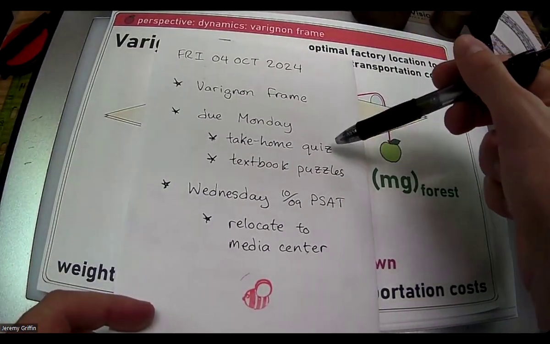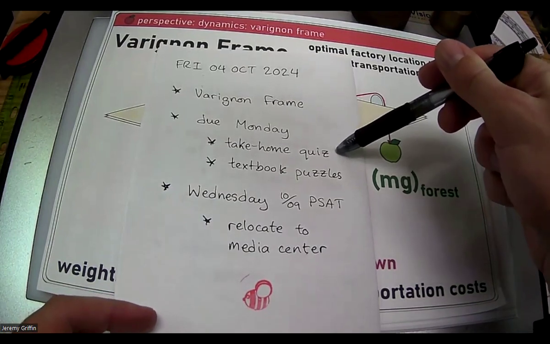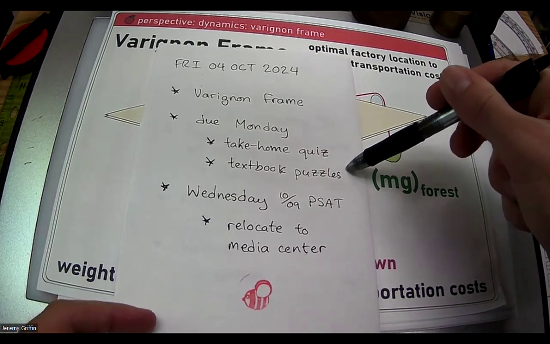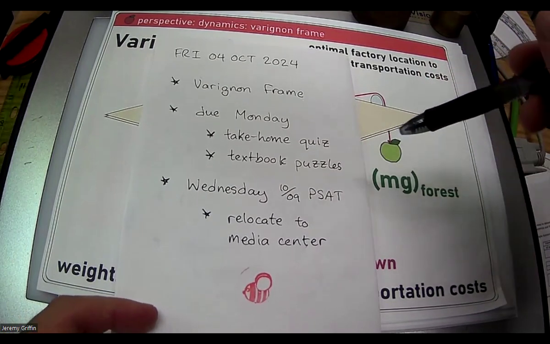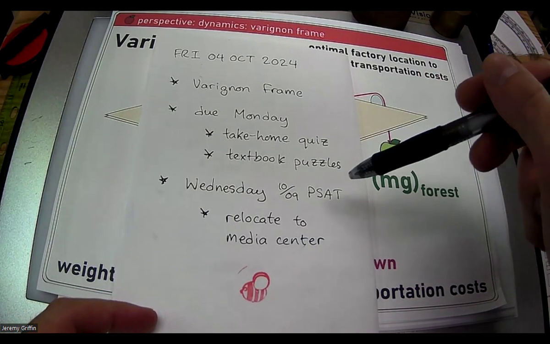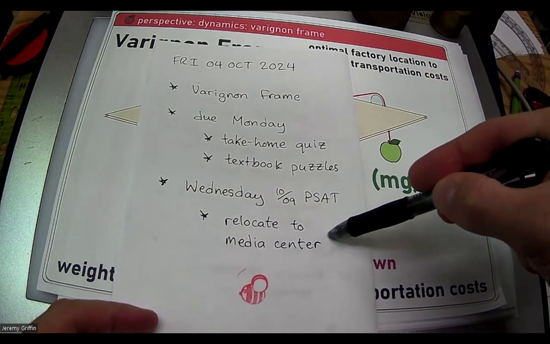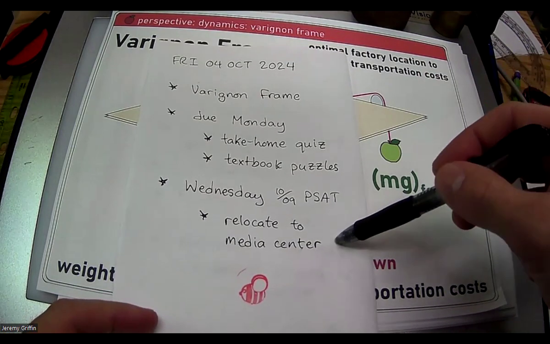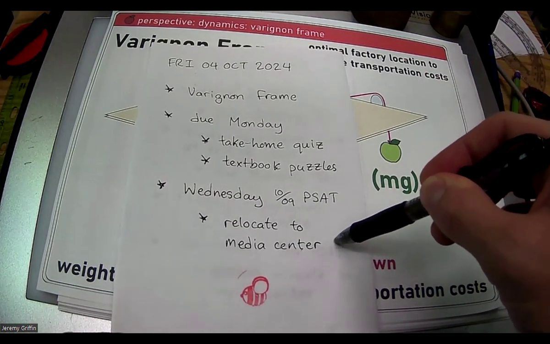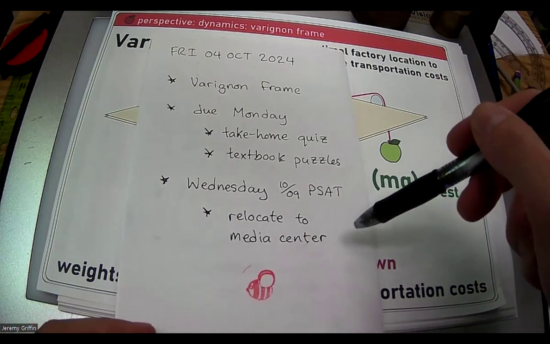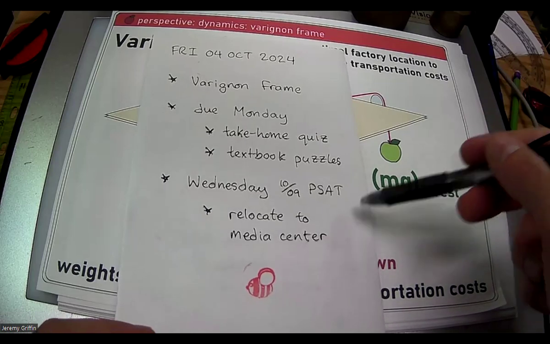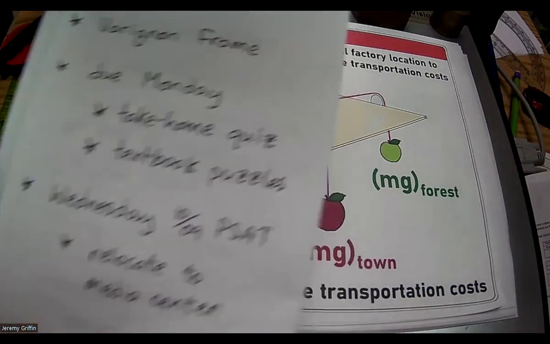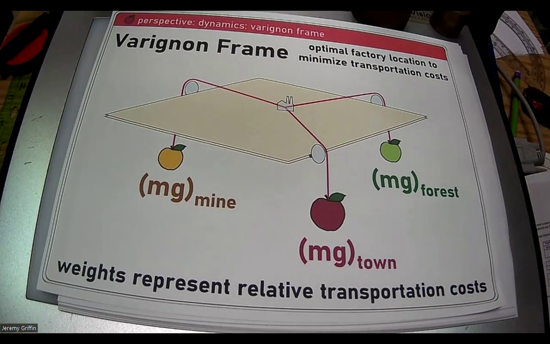Guys, what's due on Monday? Take-home quiz due Monday. A bunch of you guys did already turn your puzzles in, but if you haven't, then turn this in by Monday also. And how about this coming Wednesday? Where are you guys going to relocate to? The media center. This particular classroom is used for testing. We're going to be in the media center. Well, I'm going to be in the media center all day. Unless, of course, you are testing in PSAT, in which case go to the classroom you're supposed to be testing in.